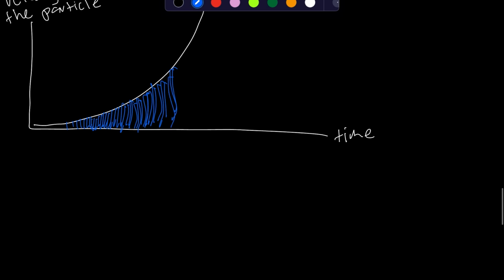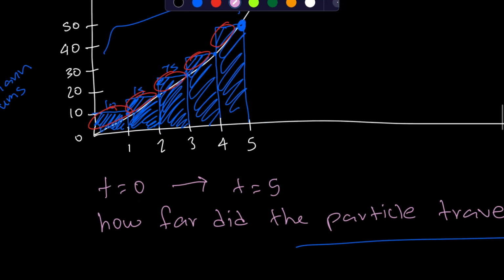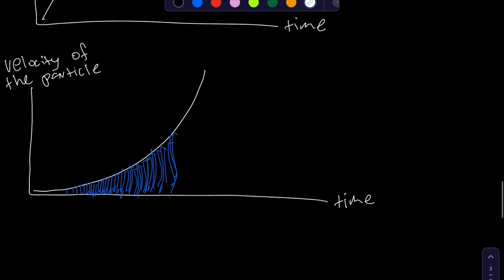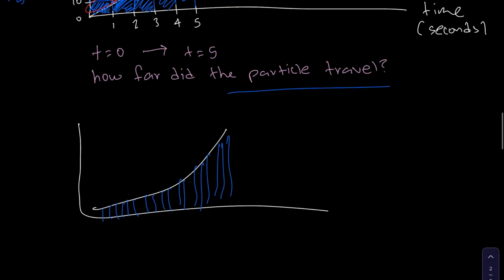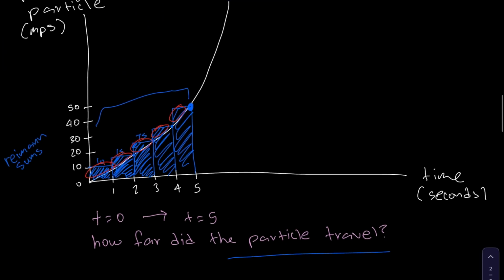So now we can know after, let's say, 5 seconds, we don't have this estimate. Instead, we actually know how far the particle traveled. Now, why is this important? Let's talk about the particles. Let's go back to the integration part.